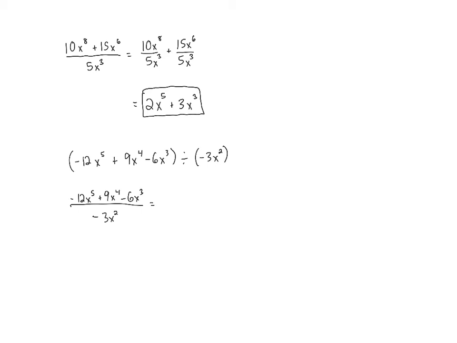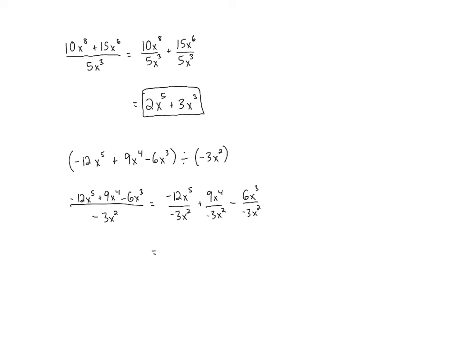And then again, we can split this up into 3 individual fractions. We've got negative 12x to the 5th over negative 3x squared plus 9x to the 4th over negative 3x squared, and then minus 6x cubed over negative 3x squared. And we can evaluate each of these fractions individually.